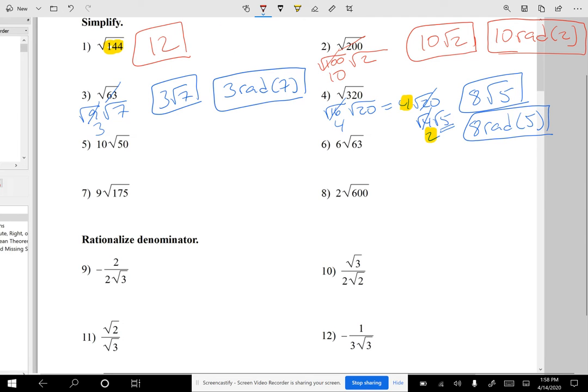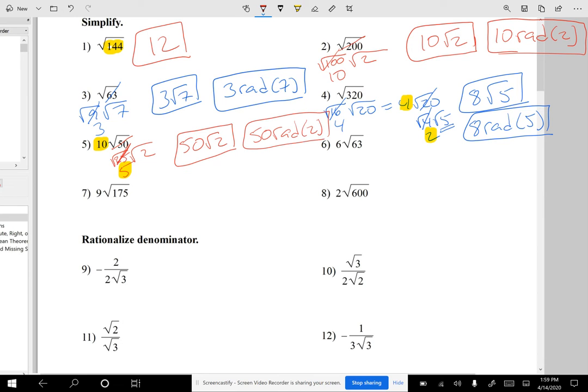Take a look at number 5. Radical 50. I'm going to break it into 2 radicals. Thinking of 25 times 2. Right? 2 numbers that multiply equals 50. 25 times 2. Square root of 25 is 5. So it became a whole number. I had a whole number on the front to begin with. Multiply them. So we should get 50 radical 2. The way I'm going to type this is 50 rad 2. No spaces altogether.